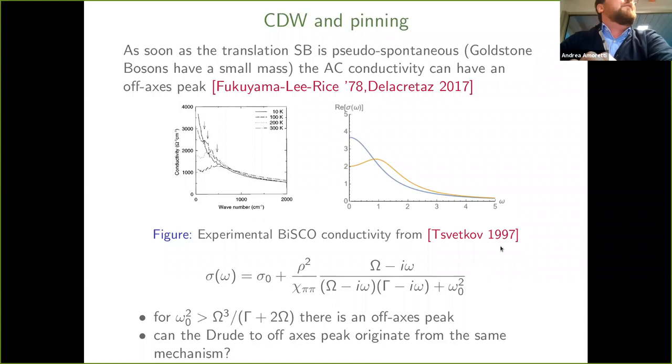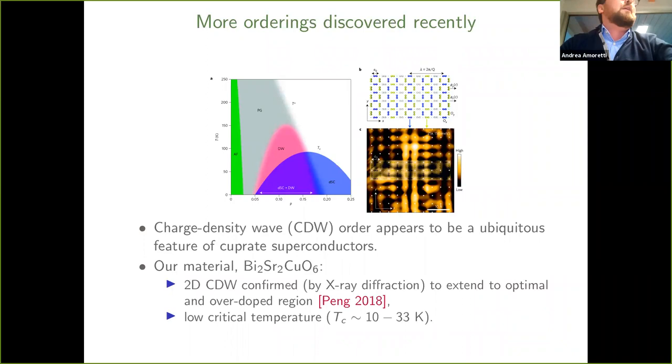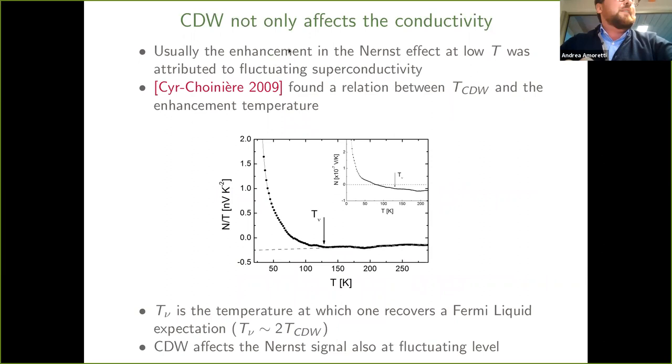So our point was, can all these peculiar phases fit in a unique description, especially at optimal doping. Actually, it was recently seen that the charge order is not only affecting the electric conductivity, but even other transport coefficients, like the Nernst effect. And in particular, there was this paper where they found a relation between the charge order transition critical temperature and the enhancement of the Nernst effect.